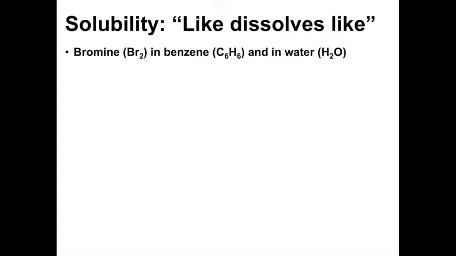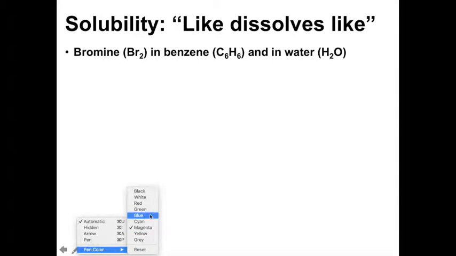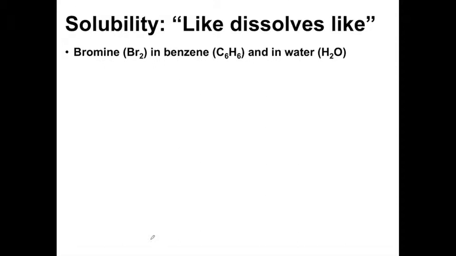So let's try solving some examples to apply the rule like dissolves like. So the first one, we have bromine. So in which solvent will bromine most likely dissolve? Is it benzene or water? Okay, so you need to recall the Lewis structure of each molecule. So for bromine, diatomic bromine, we have this Lewis structure. So I won't be drawing the non-bonding electrons anymore.